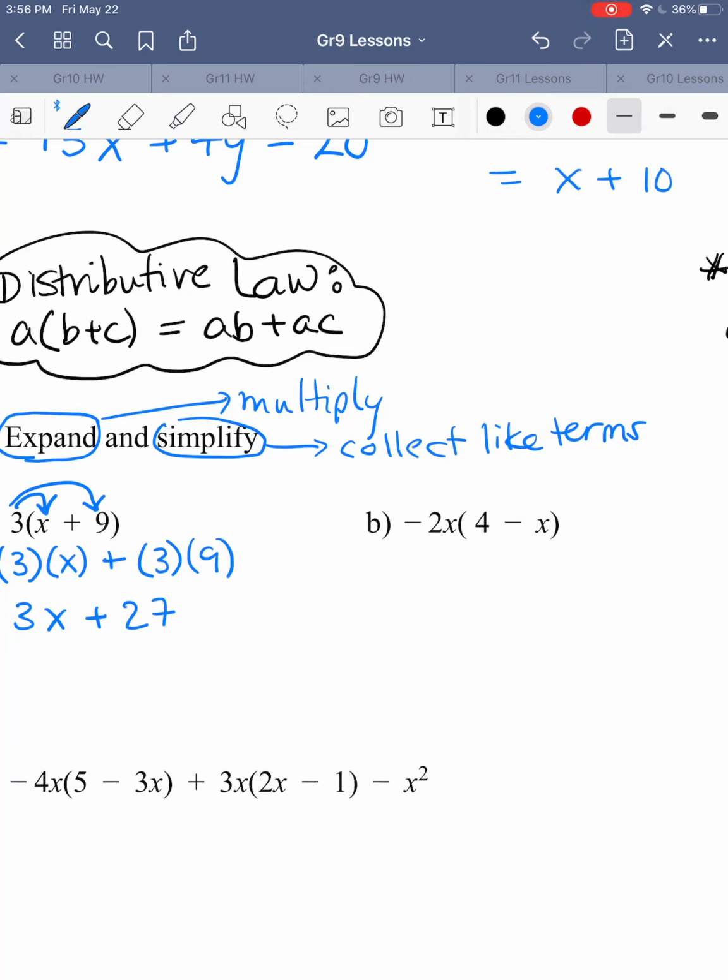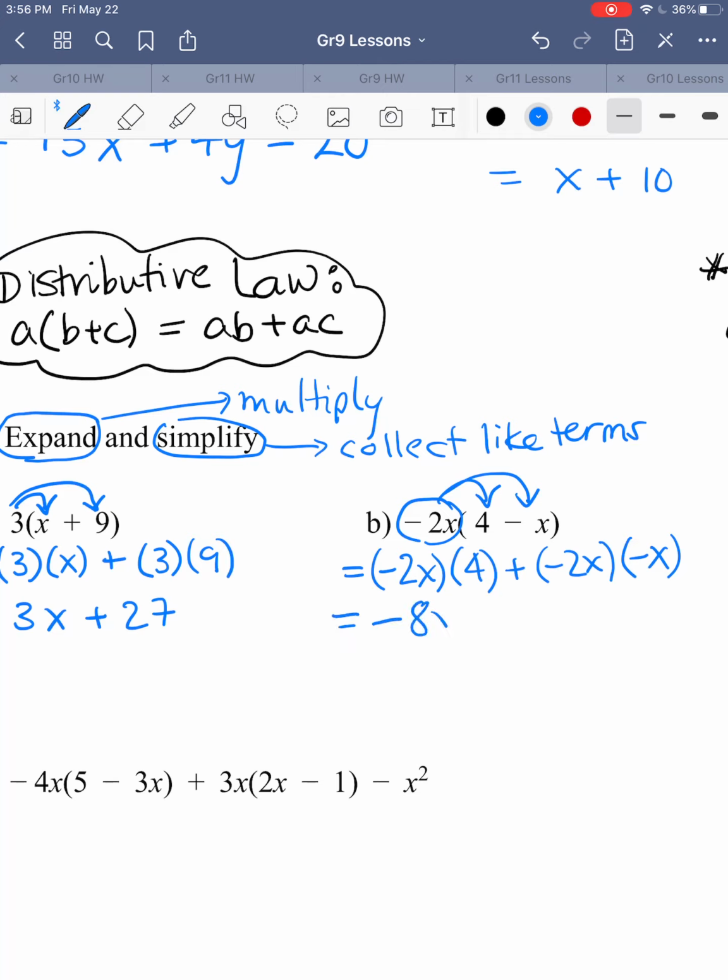So we have negative 2x times (4 minus x). We're taking this negative 2x and multiplying everything in the brackets by that negative 2x. So we end up with negative 2x times positive 4 plus negative 2x times negative x. Remember, the sign in front goes with the term. So negative 2x times 4 gives us negative 8x. And then we have negative 2x times negative x. That's going to give us a positive 2x squared.